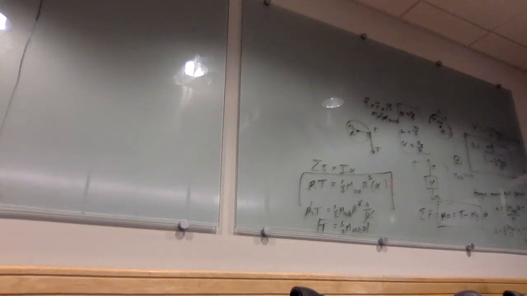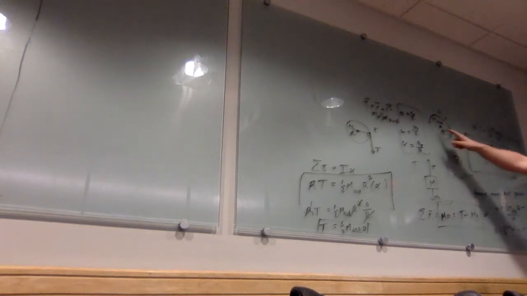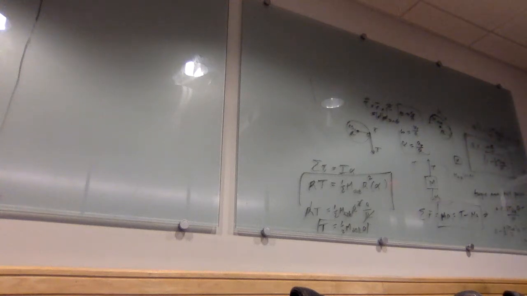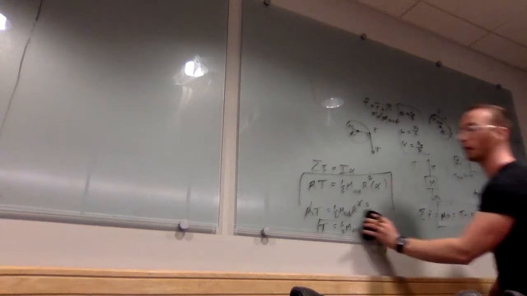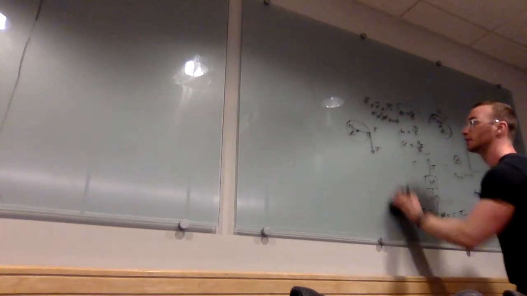So let's do an easier one, which is 2 blocks, which doesn't sound easier, but I'm going to make this thing massless. Okay, so is that okay if I erase? All right. So now I want to do 2 blocks on both sides.